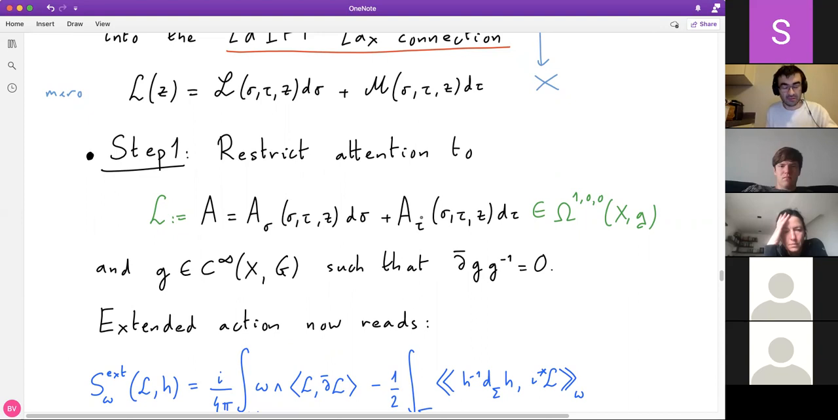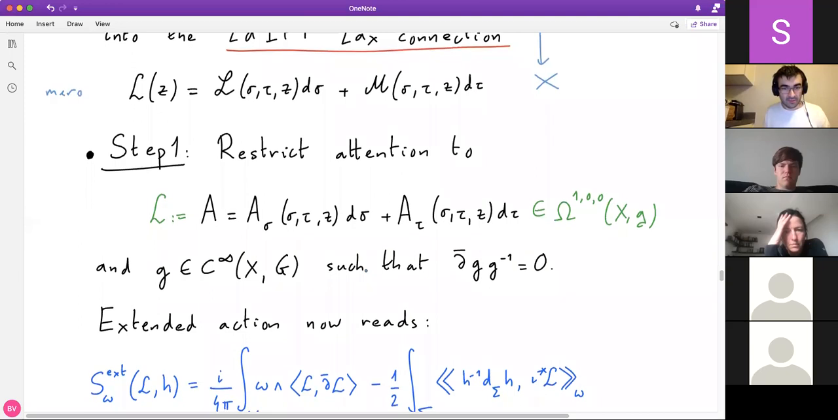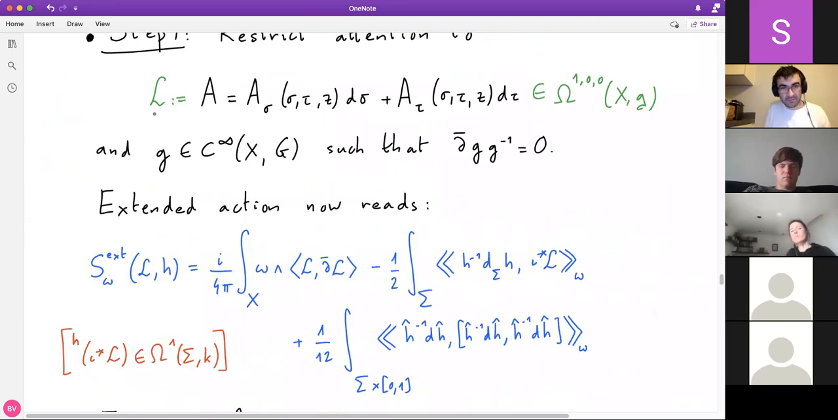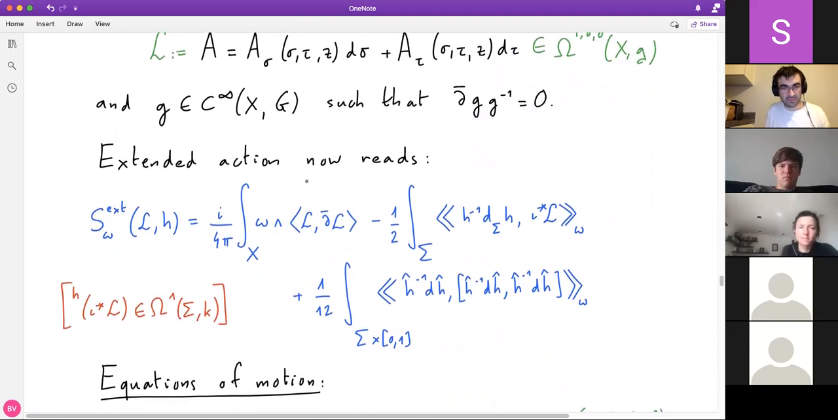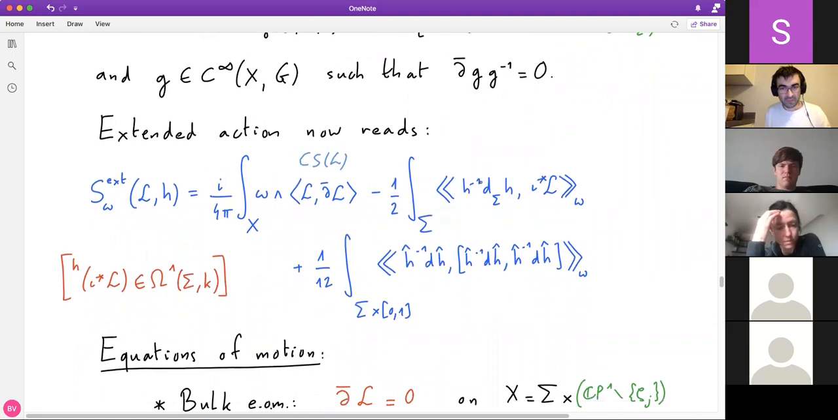So we can reduce to this specific type of connection with just d sigma and d tau components. This lives on sigma, but it still depends on the spectral parameter on the CP1. It has just two legs in sigma. Because it has two legs only in sigma, the action simplifies a bit. The Chern-Simons term, the Chern-Simons of L, just simplifies a bit. But this is just the extended action I wrote above.